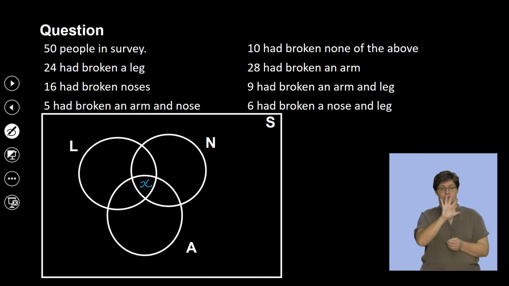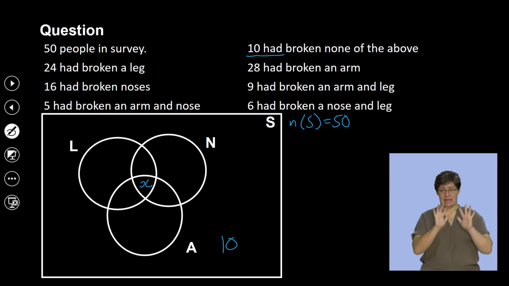So let's try and put some data from what was given onto the board here. We know that the number in the sample set is 50. That's going to become important for us. We recognize that 10 had not broken anything. So there are 10 that sit here in the sample space. They're of those people that didn't break anything.